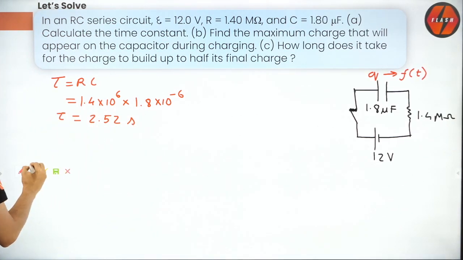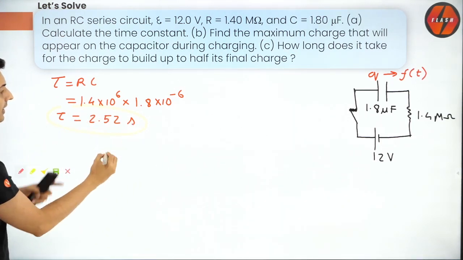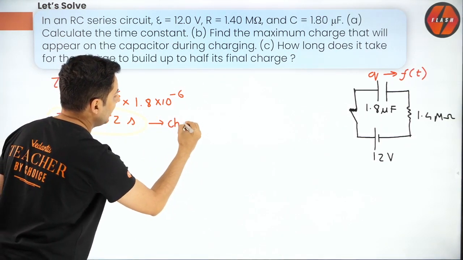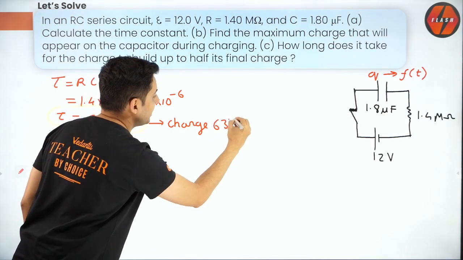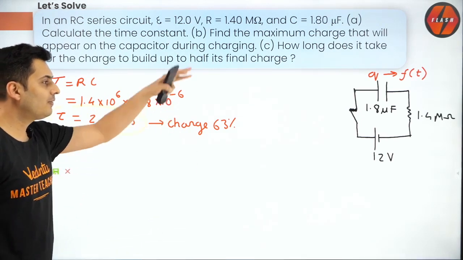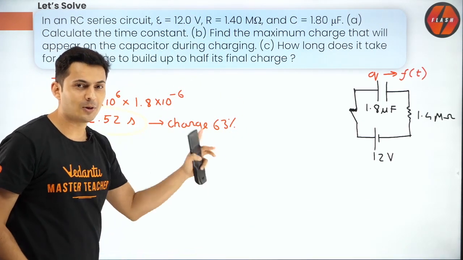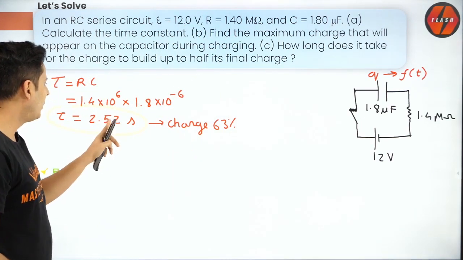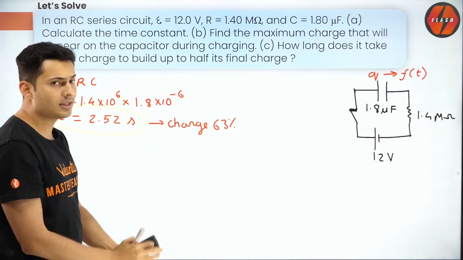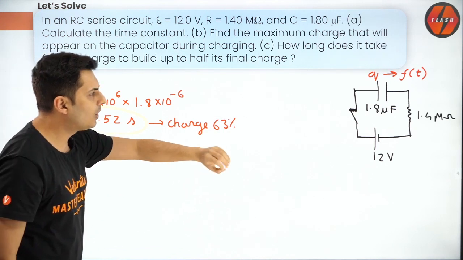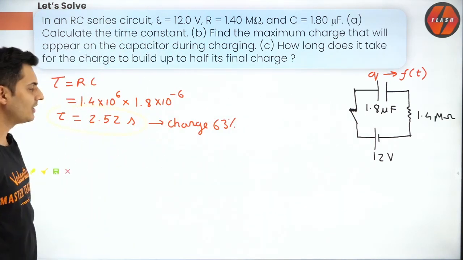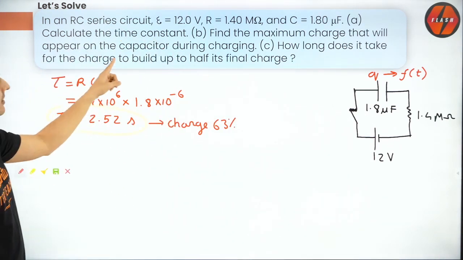So what does this value tell me? This value tells me in 2.52 seconds, the charge on the capacitor will be 63% of the final charge. Remember one time constant? So in 2.52 seconds, it will be almost 63% charged. Give it some more seconds, and it will be almost 99.99% charged. Okay, that's the first answer.